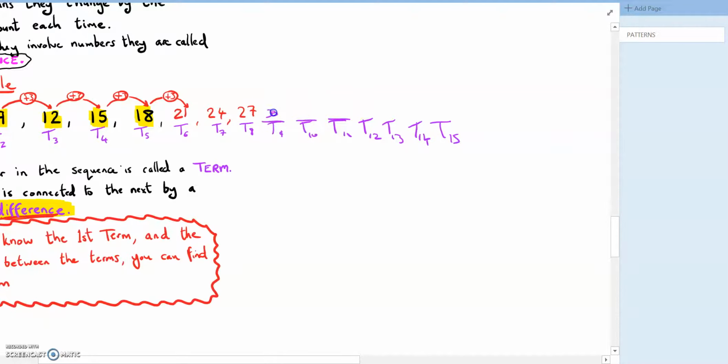That's going to be 30, 33, 36, 39, 42, 45, 48. So you just have to write it out. Now the problem, of course, will arise if I ask something like, can you tell me what term 100 is? Now we're going to have to come up with a different method. And this is where there's a bit of maths involved.